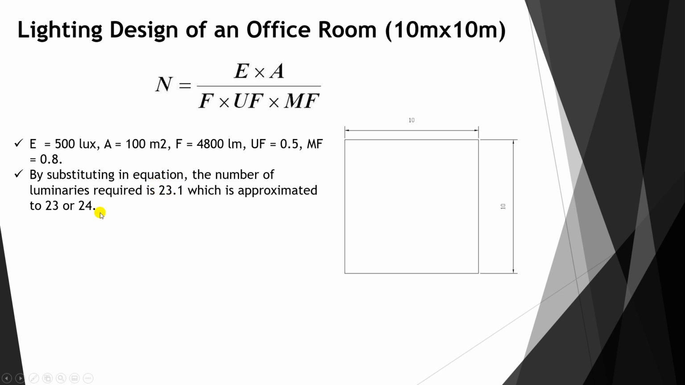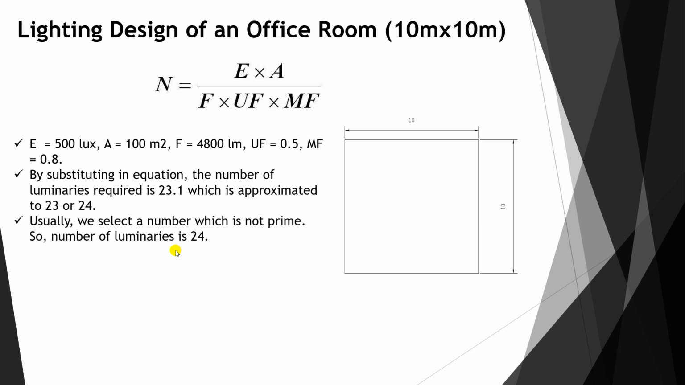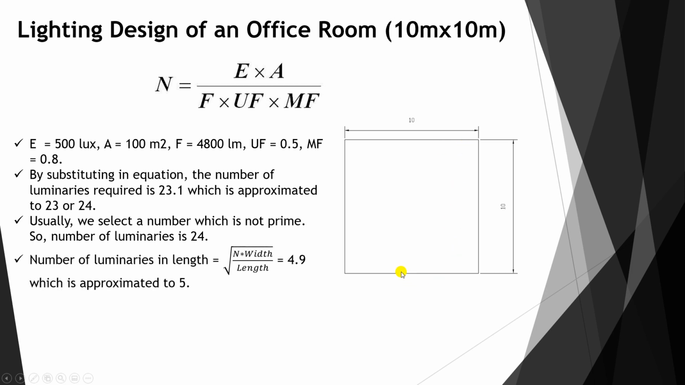Usually when you are dealing with approximation, try to get an even number, or not a prime number. 23 is a prime number, so we will use 24. So this is the number of luminaires required in this room, 24 luminaires. Now we would like to know how many luminaires I will install in the width and how many I will install in the length. There is a law which helps us to get the number of luminaires in length and the number of luminaires in width.